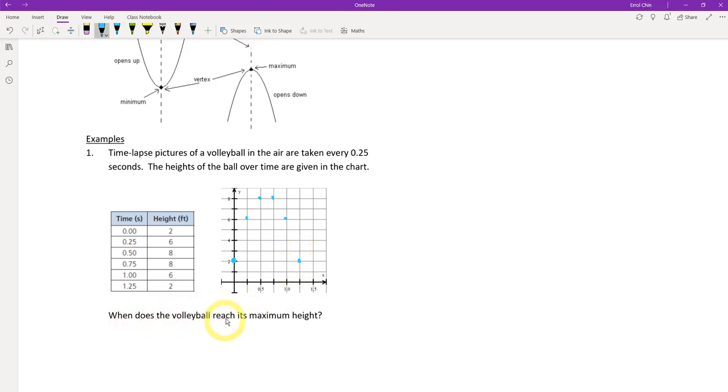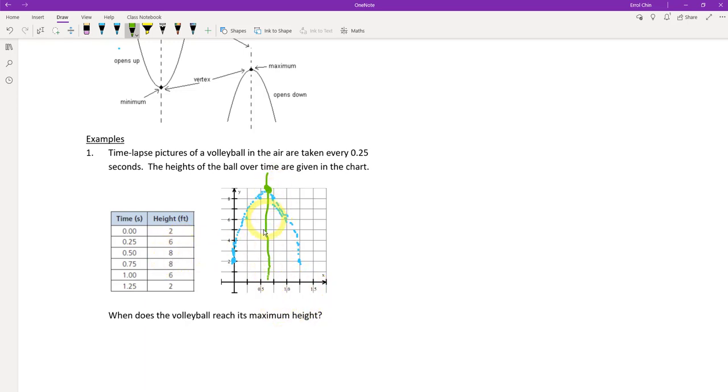So when does the volleyball reach its maximum height? If you were to sketch it, again, I apologize for my handwriting, hopefully you would know that it reaches its maximum somewhere in between. Oops! My handwriting is really, really bad, okay? So it reaches a maximum somewhere in between here, somewhere between 0.5 and 0.75. We don't know what the maximum is, but hopefully you would agree it's definitely slightly higher than 8.